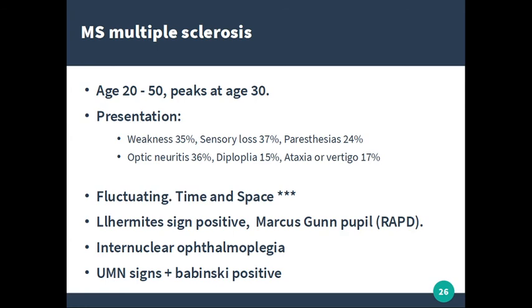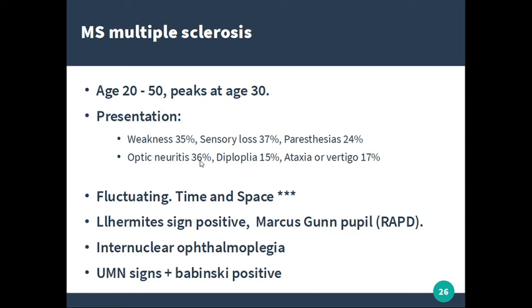So, multiple sclerosis. Multiple sclerosis is usually a polyneuropathy. It usually affects a lot of nerves, and it's going to usually result from the demyelination of the neuron itself. It usually tends to affect young patients, usually in their 20s and 30s. It tends to peak at around age 30. Presentation usually results in weakness, sensory loss, ataxias, paresthesias, and optic neuritis.